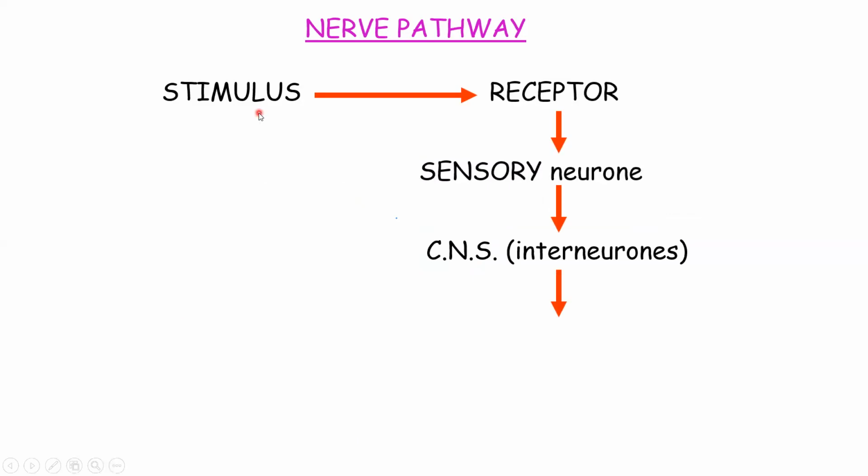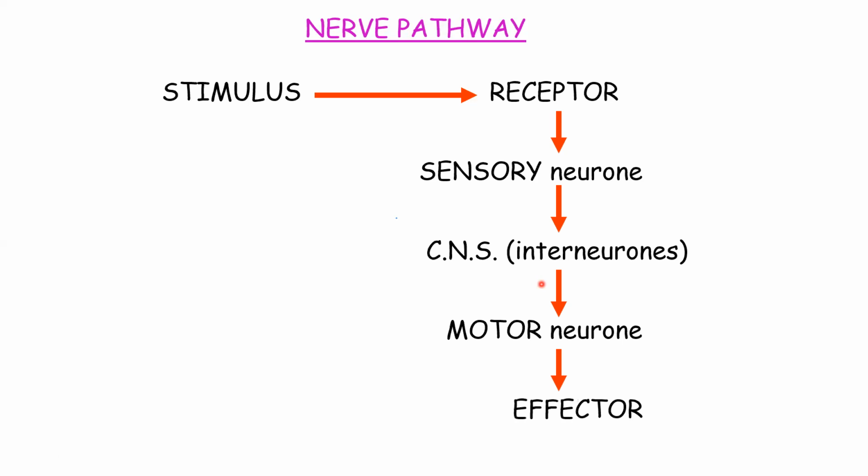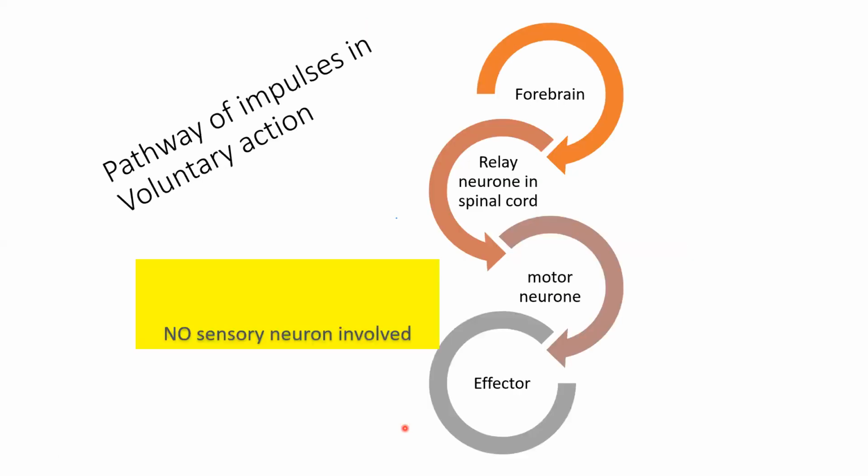Stimulus, any change in environment that is detected by the receptor. From receptor, the sensory neuron will be sending the signal towards the interneuron, which are always present in the CNS. Then from the interneuron, the signal is sent to motor, which is going to take it towards the effector. Effector can be muscle or a gland, and from there, response will be produced.